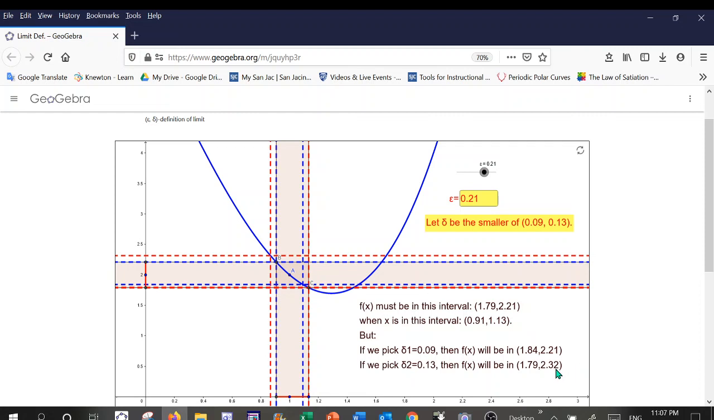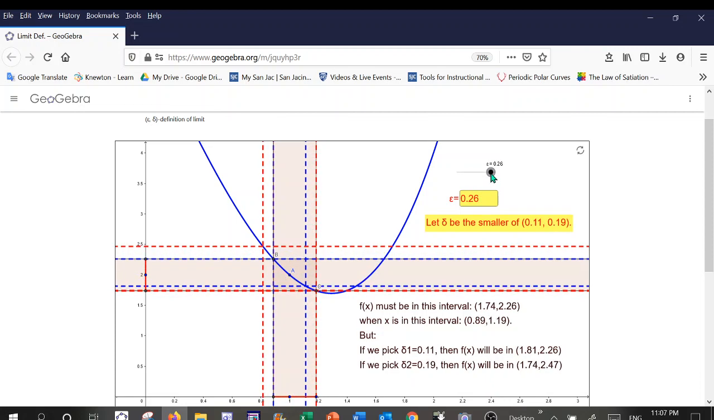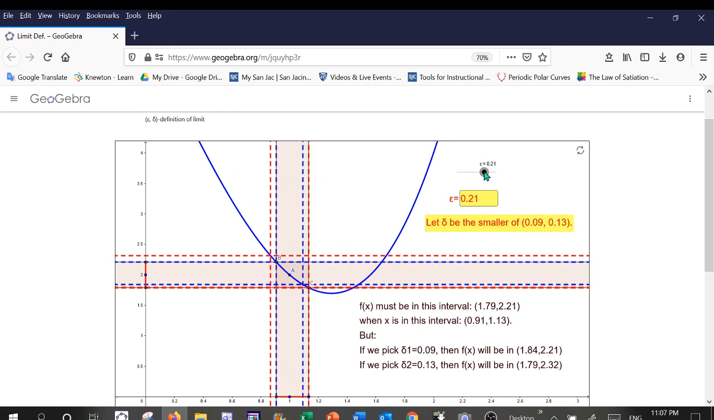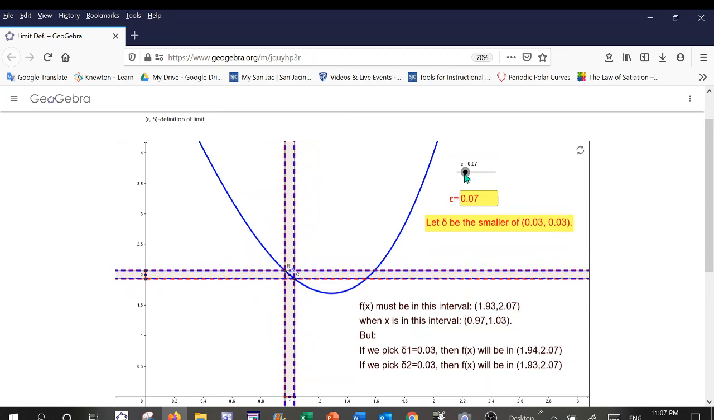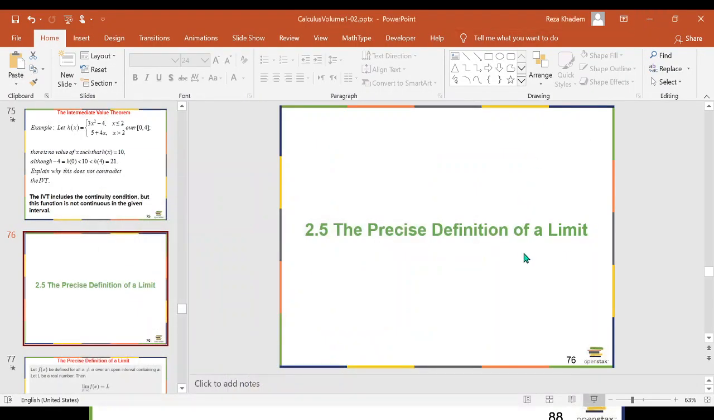You see that? And that's the red band right there. The red band is based on picking delta to be the bigger one, and you get that red one. All right? So for different values here, for delta, you see that there are two different values for delta, and we always have to pick the smaller one, right? All right, so that's the animation that would work.